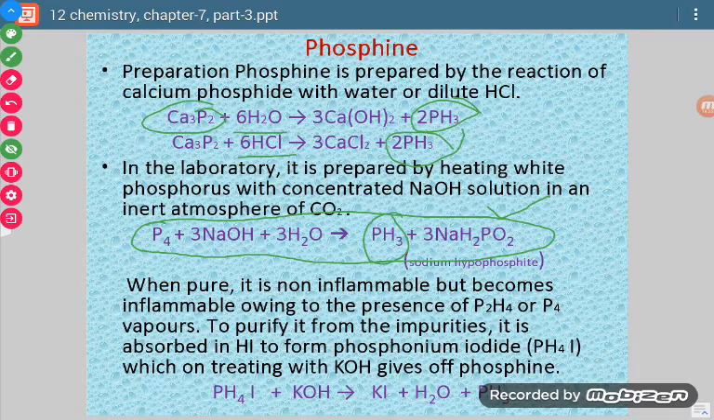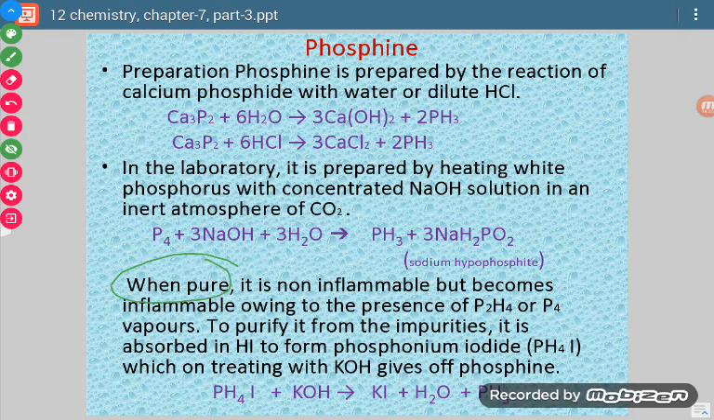Now if it is in pure form, then it is non-inflammable. If it is pure, it will not burn, but if it is impure, it will start burning. The impurity will be either phosphorus vapors or P2H4. So P2H4 is also formed along with PH3, a little amount of P2H4. If we want to make it pure so that it does not burn, we have to purify it.